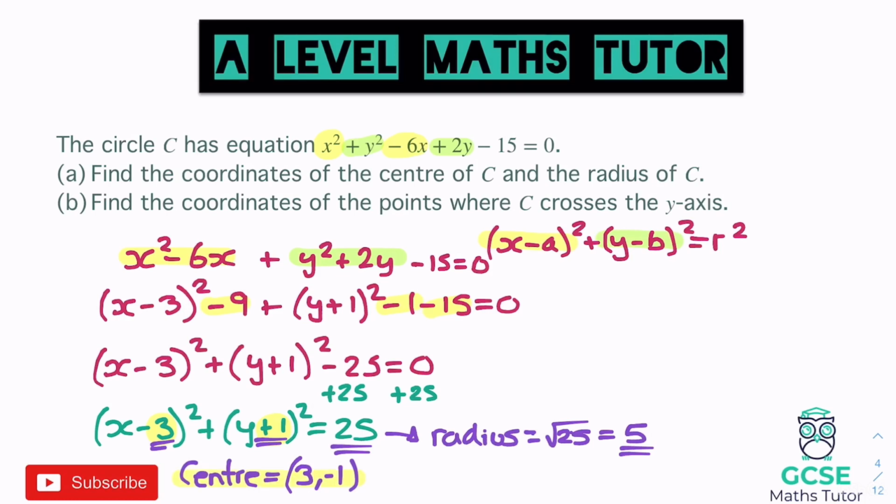So there's our two key parts for part A. We've got our radius, which is 5, and our centre, which is (3, minus 1). Just be careful when there is a positive number in the bracket, like the y plus 1, that you remember it must have been negative 1 that we took away in order for it to become positive. Now the second part says, find the coordinates of the points where C crosses the y-axis.